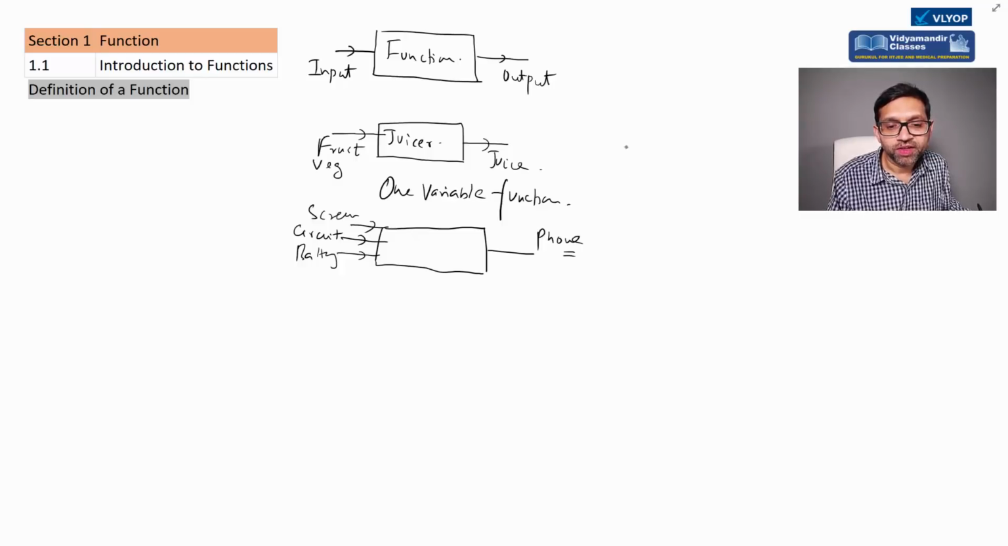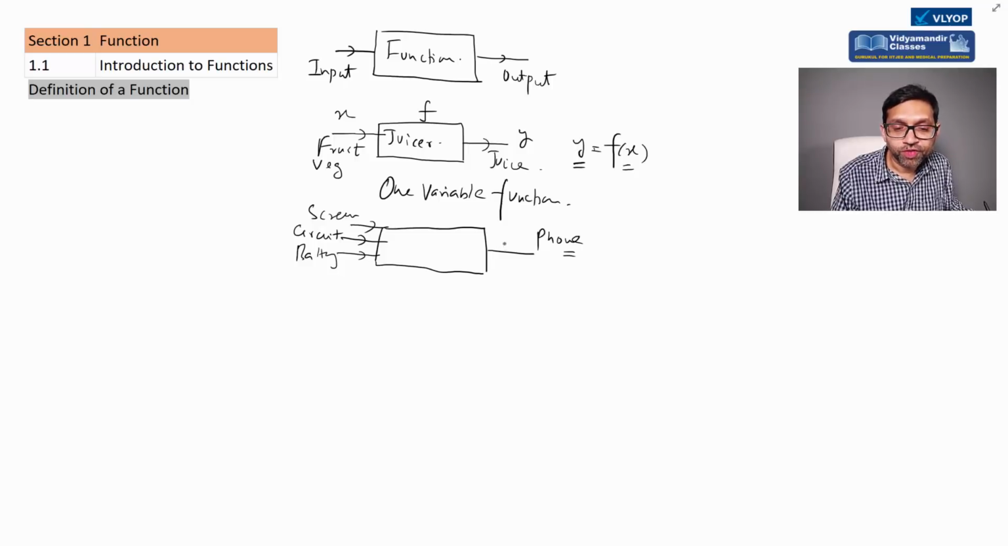Generally, this is how we represent a function with a single variable. Suppose I represent the output with a variable y, the input with a variable x, and the function with f. So this is how we write it: y, which means output, is a function of the input variable x.